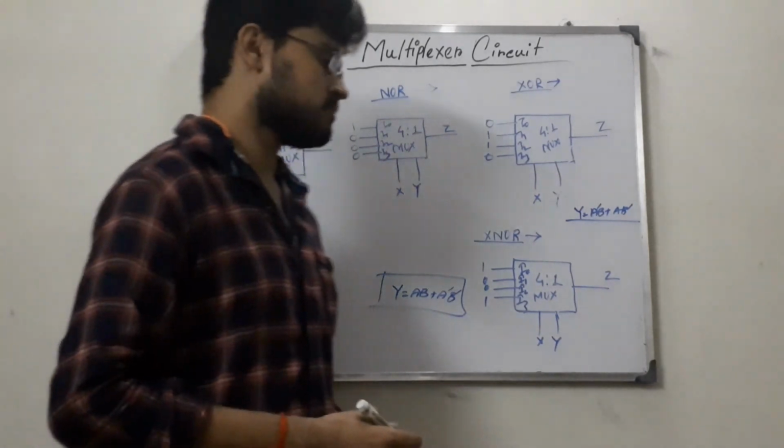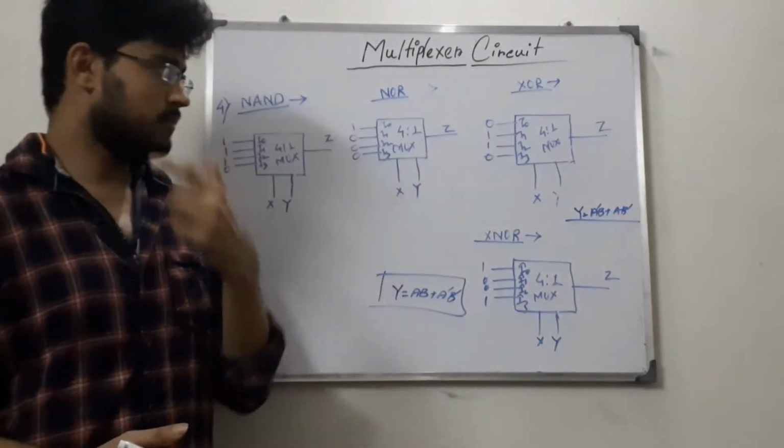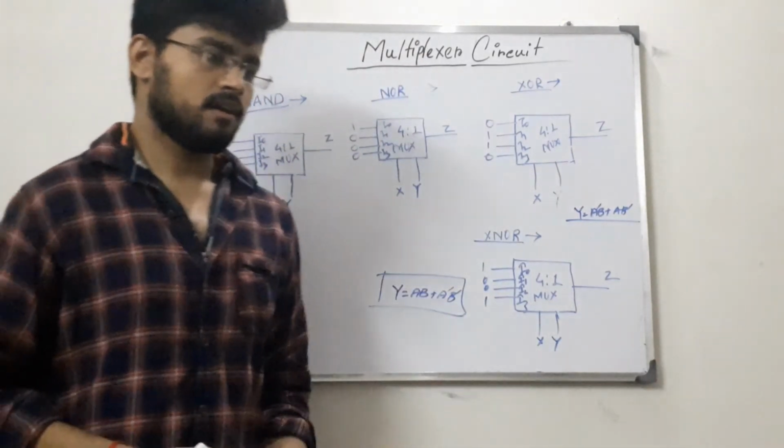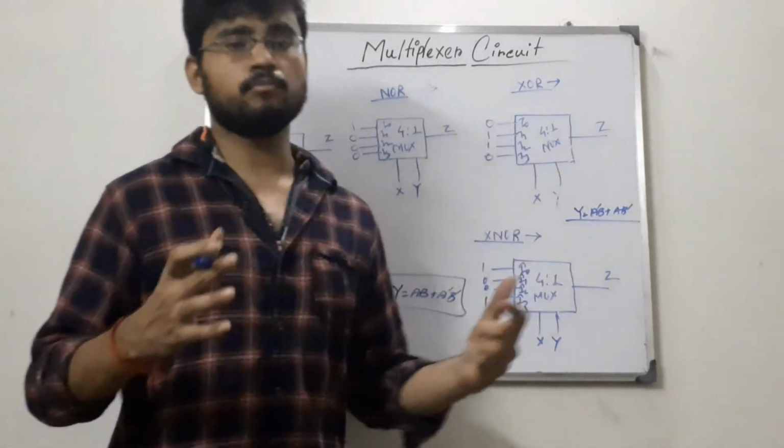These are the conversions of different types of basic, universal and exclusive gates using the multiplexer circuits. So in the next lecture, we will discuss the 8 cross 1 mux and different types of multiplexer conversions.